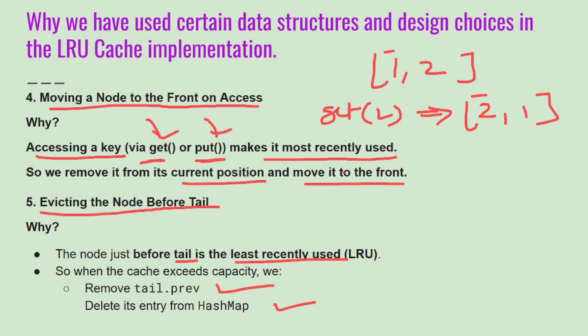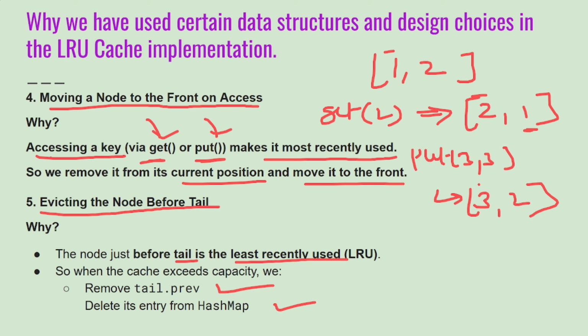If you're doing put, let's suppose now you are putting 3 and 3. What will be the cache? We have already updated this, right? Now we'll remove the least recently used. This is the least recently used. So it will become 3 and then 2. So 3 will come on the front.